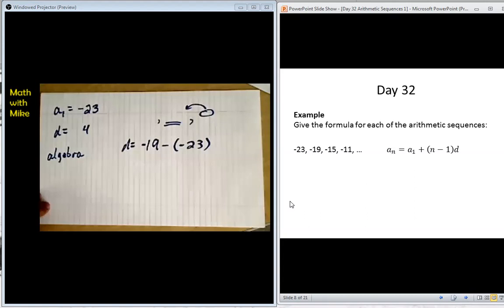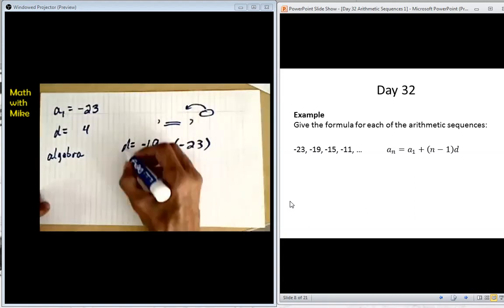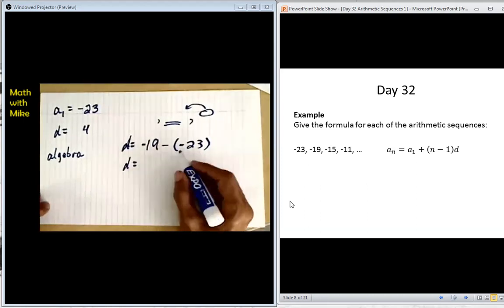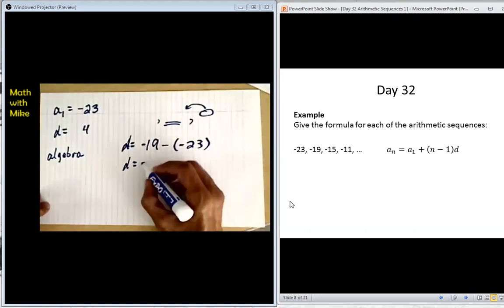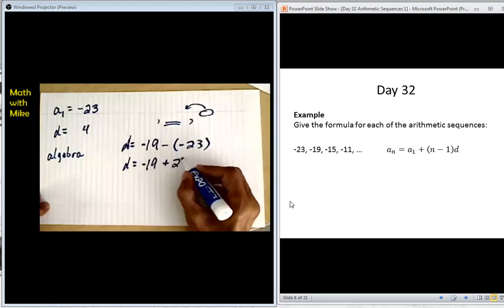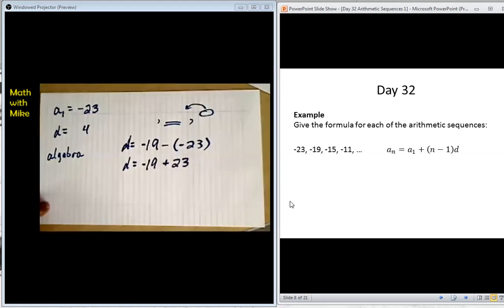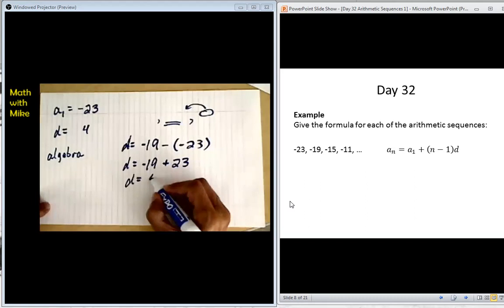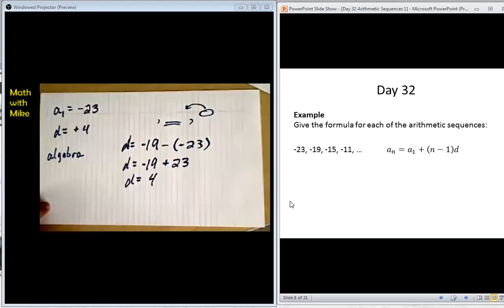Integer time. Subtracting a negative, what happens? It gives a plus. So plus 23 now. So now we know for sure that it's not only 4, but we know for sure that it is plus 4. So that's good. That's why I gave this question, just to make sure we got these integers worked out.